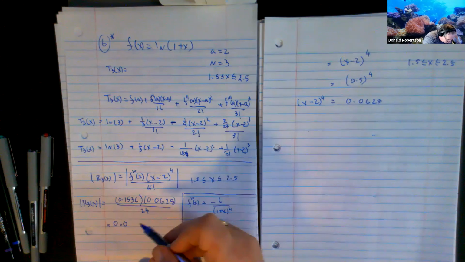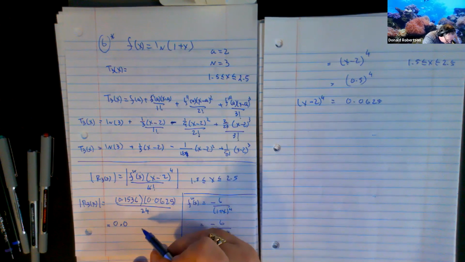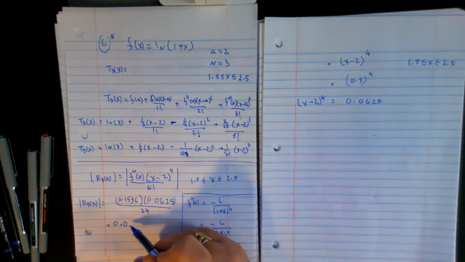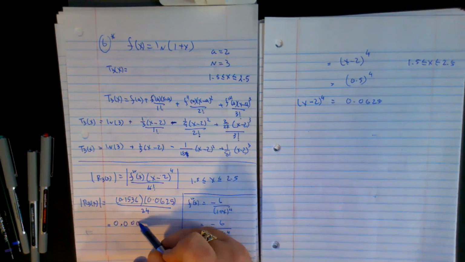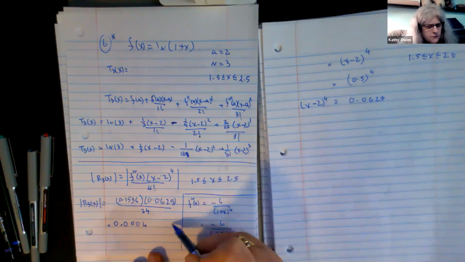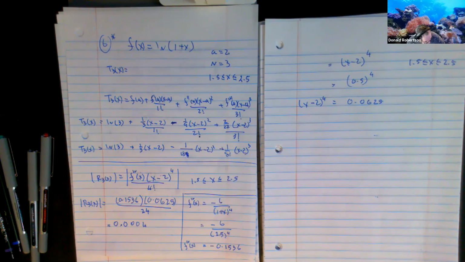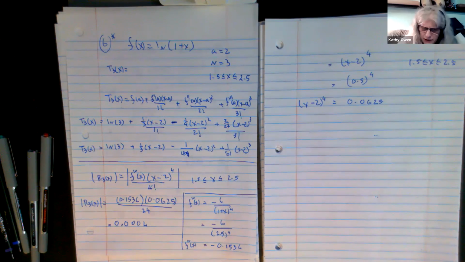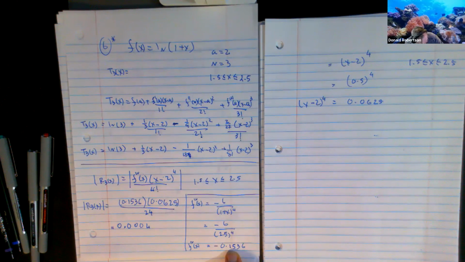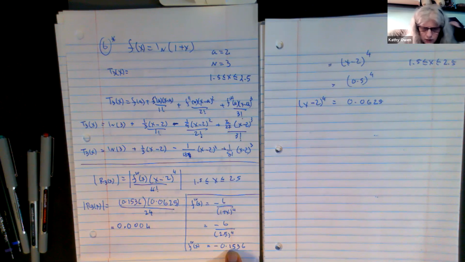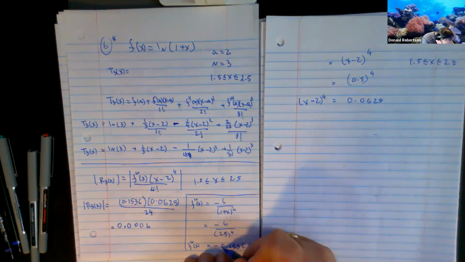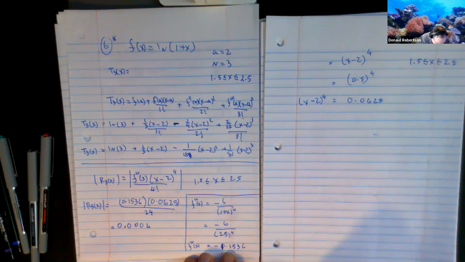Okay, what did you get? 0.0004. Excuse me. The number that you guys got for the fourth derivative, yeah, that should be negative 1.1. 1.5 squared is the bigger one. It has a bigger magnitude.